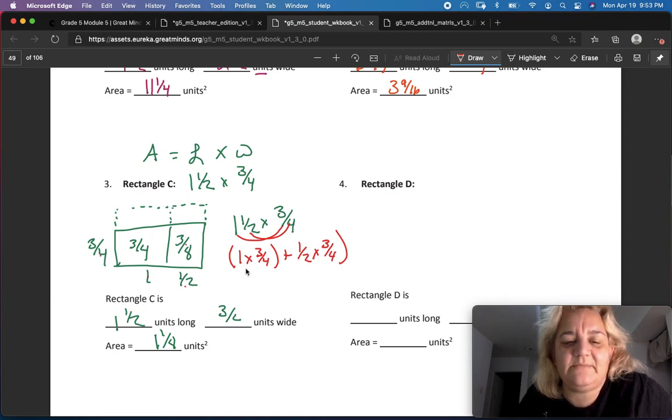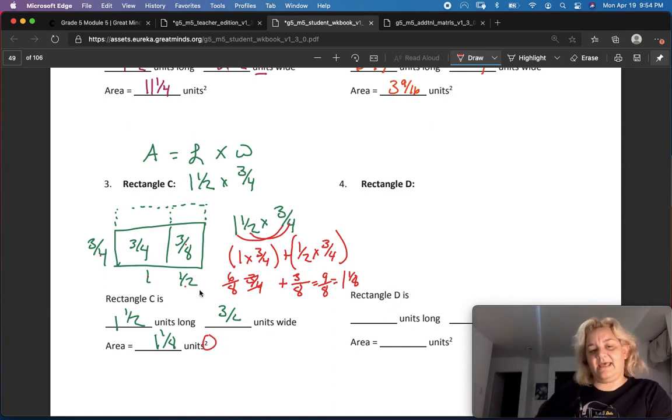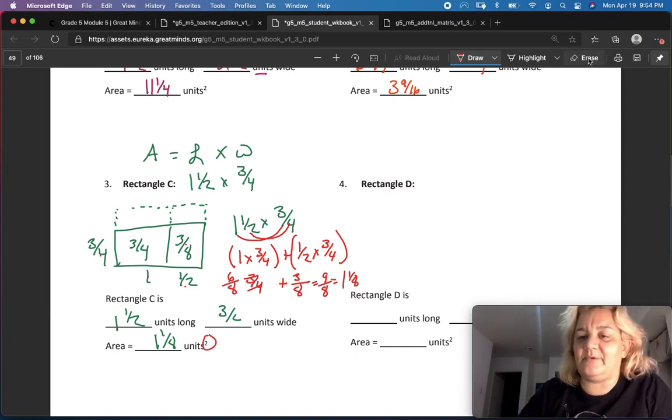You see how the tiling matches this? It's kind of nice. 3/4 plus 3/8 equals, and then we turn that into 6/8 plus 3/8 equals 9/8 equals 1 1/8 units squared. Okay, so that was the distributive property.